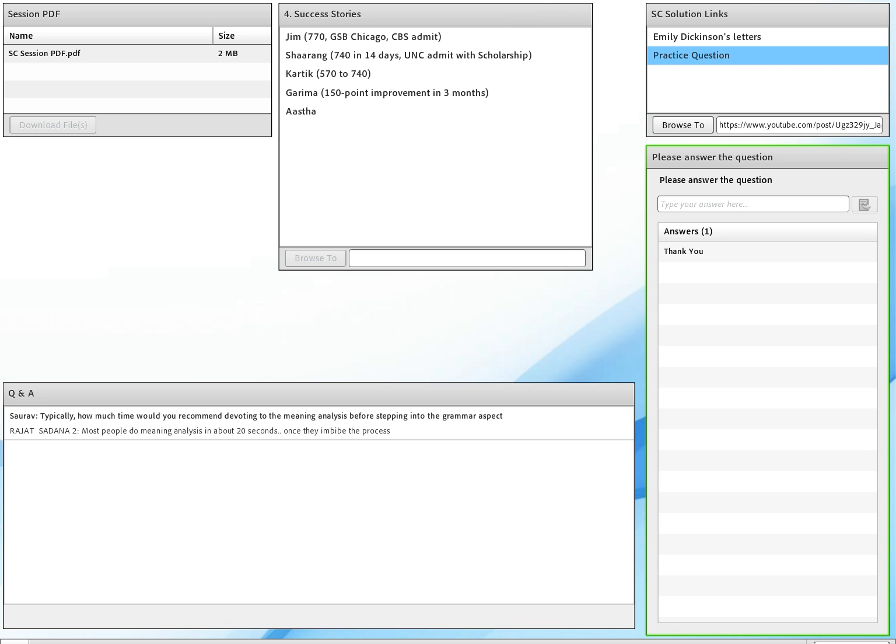In fact, this number 4, Garima, she just wrote to me about 10 minutes back saying that she got into ISB. If you're connected with me on my LinkedIn, you're going to see that email on my LinkedIn.